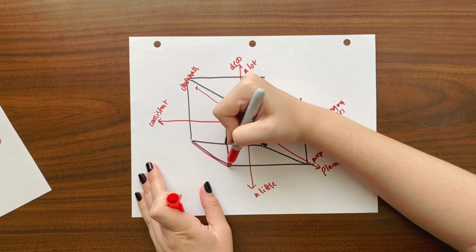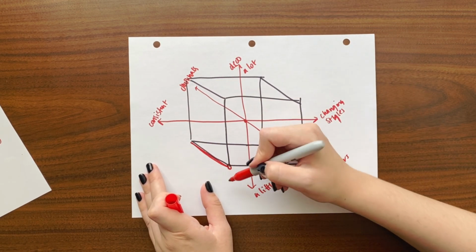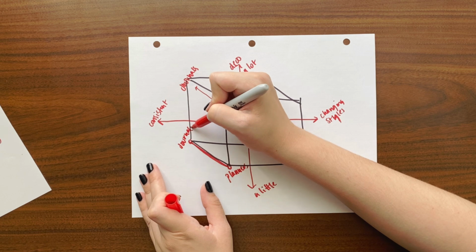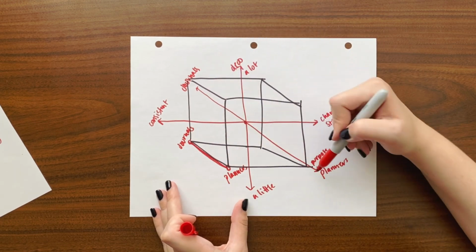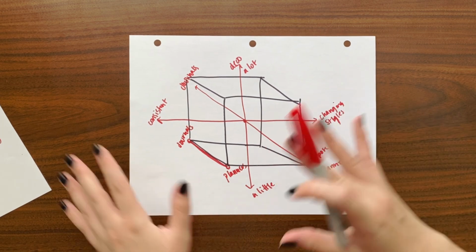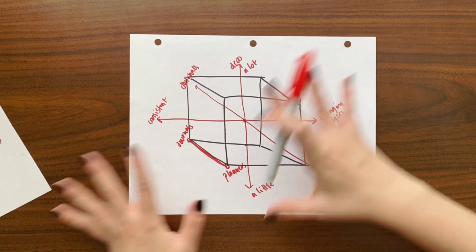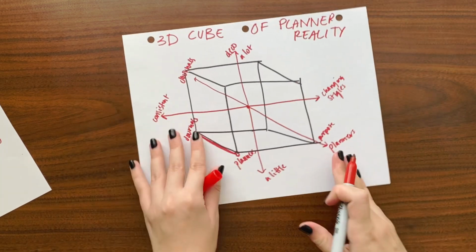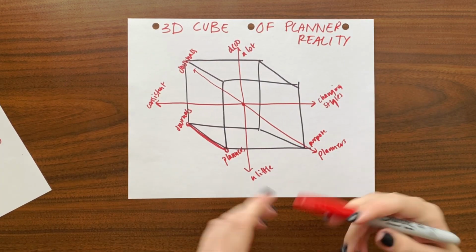Okay, you can also see that along this line, so this is planners and journals, right? Parallel to the Z-axis, it's sort of coming out at us. So in this 3D cube of planner reality that we have here, we have a lot going on.